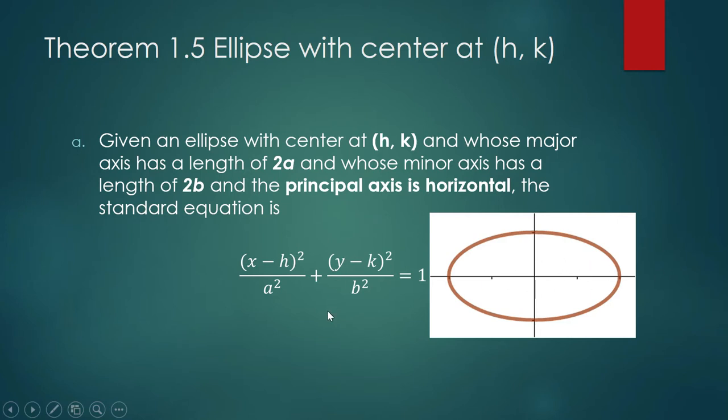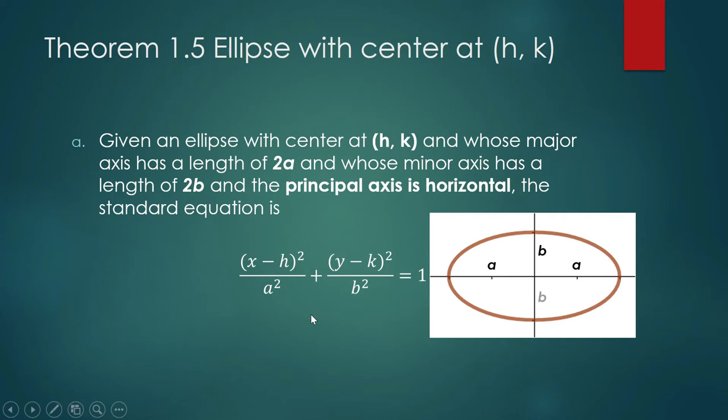So what else must we know? Sometimes it is a challenge to figure out if the principal axis is horizontal or vertical. Well, the key there is to look for a squared. A squared is the larger denominator. So between the two, it's a squared which is larger. And if that appears below x, then your principal axis is horizontal.